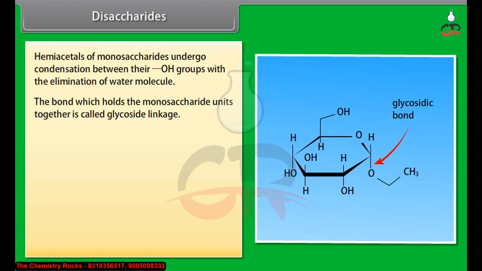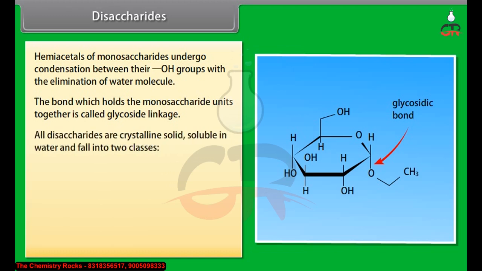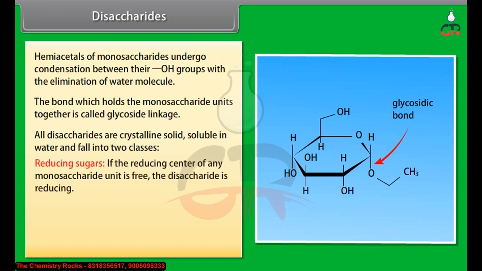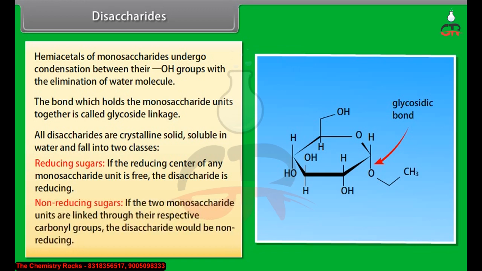All disaccharides are crystalline solids, soluble in water, and fall into two classes. Reducing sugars: if the reducing center of any monosaccharide unit is free, the disaccharide is reducing. And non-reducing sugars: if the two monosaccharide units are linked through their respective carbonyl groups, the disaccharide would be non-reducing.